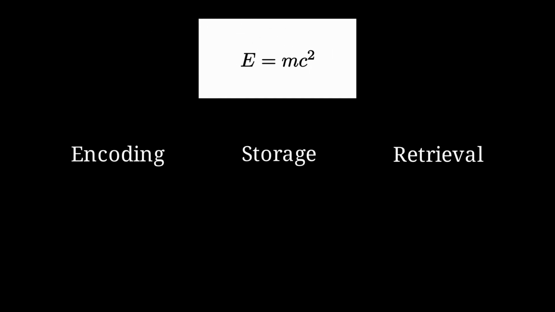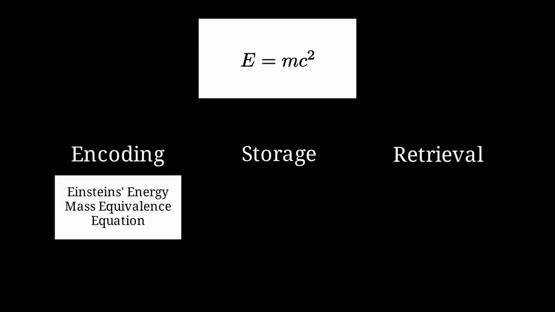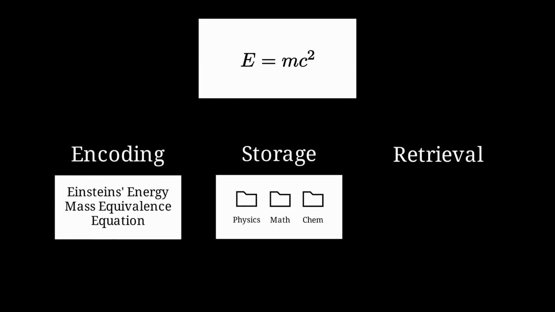Let's take Einstein's famous equation, E equals mc squared. When we want to store this information in memory, we first need to encode it, or convert it into a meaningful format. We often do this consciously, like summarizing paragraphs, but it can also happen subconsciously. We then need to store this in memory, and we usually do this by associating it to things we know. As illustrated, we may be grouping it by subject, but we could also categorize it as famous equations by Einstein.